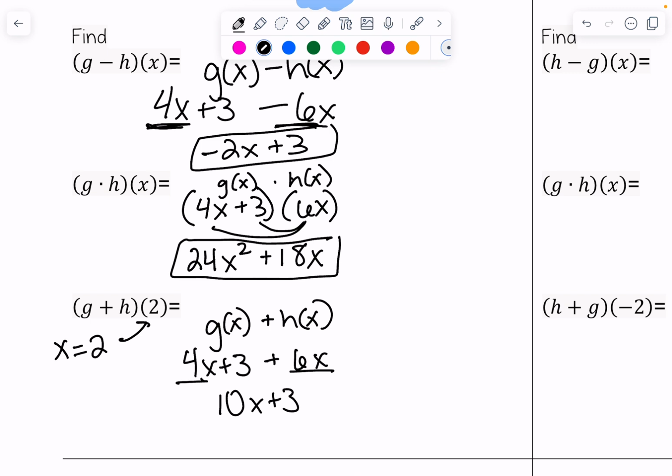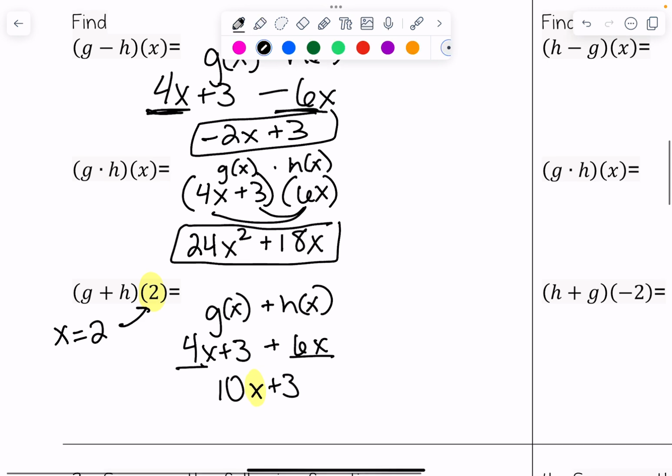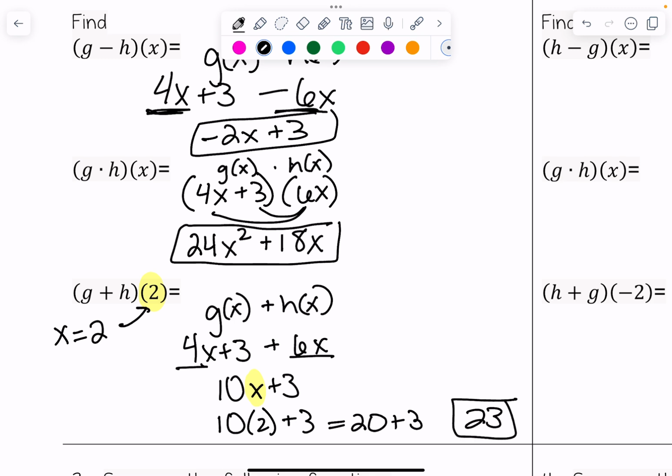Now we are going to take this 2 and replace it in the x spot. We're substituting. So this is 10 times 2 plus 3. That gives us 20 plus 3, which is 23. That's our answer. So we're taking our two combinations and putting a 2 in there where the x is. You should see that there's no x in our final answer.